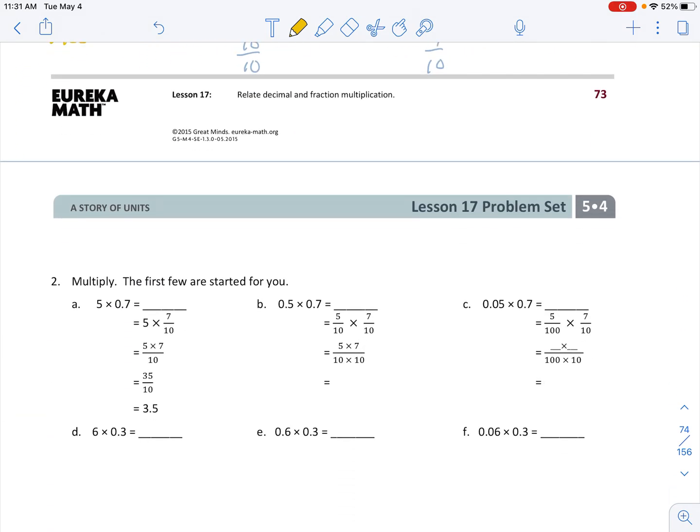So number 2, we're going to multiply, and the first few are started for us. So the first one they actually completed. We get the answer of 3.5. So it's 5 times 7/10 is 3.5.